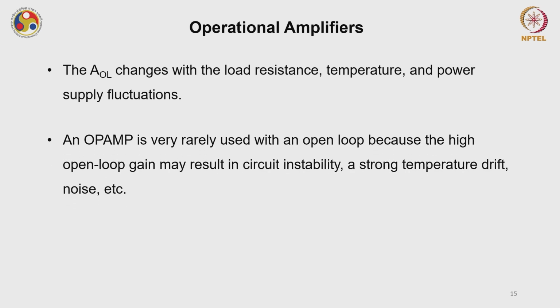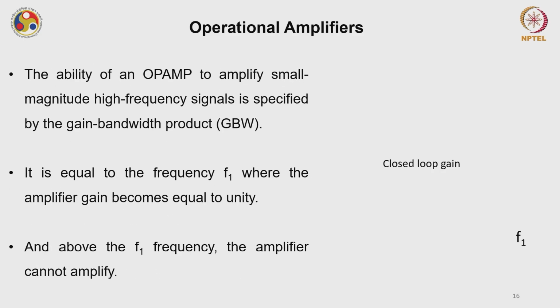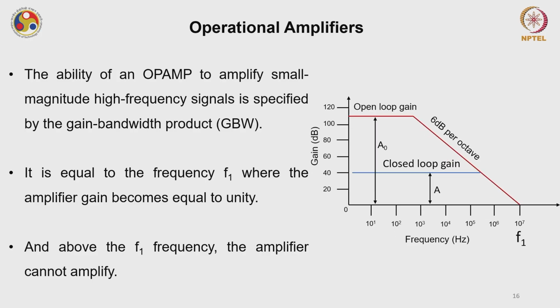Okay. So therefore, op-amps are rarely used in the open loop condition. Okay, because the high open loop gain can result in circuit instability and a strong temperature drift, which will incur a lot of noise in the system. Okay, if the open loop gain is, say for example 10 to the power 5, an input voltage drift of 10 microvolt can cause an output drift of the order of say 1 volt or so. Okay, so you can understand the magnitude of change that appears in the output when there is a slight change in the input. Okay. So that's why the closed loop gain is very crucial for op-amps.